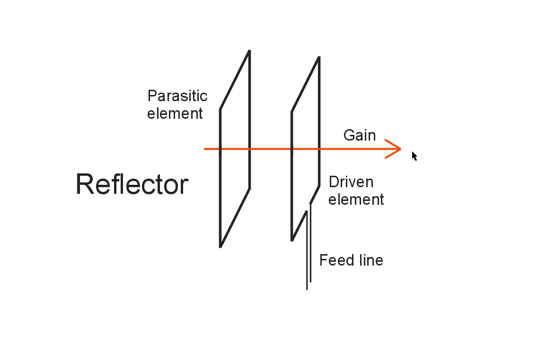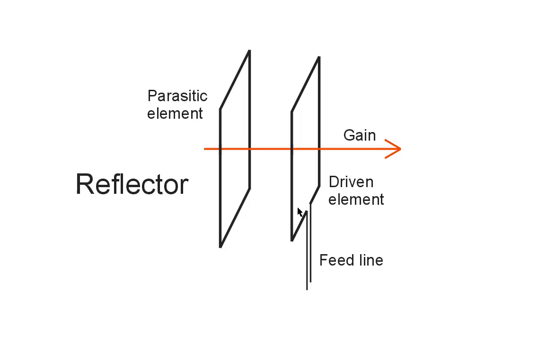If the gain were going in the other direction, from the driven element through the parasitic element, that is from right to left in this diagram, we would call this a director. In order to act as a reflector, when you design a cubical quad antenna like this, you should make the parasitic element about 5 to 10%, a few percent, larger in circumference than the driven element.